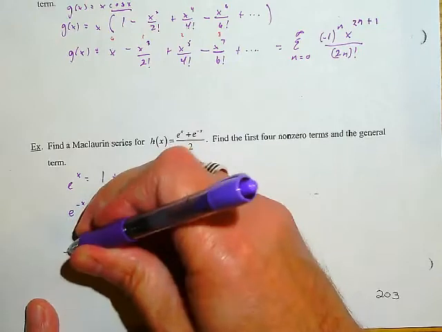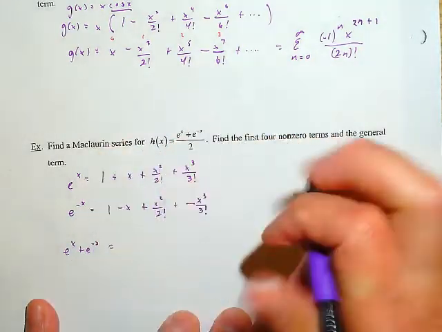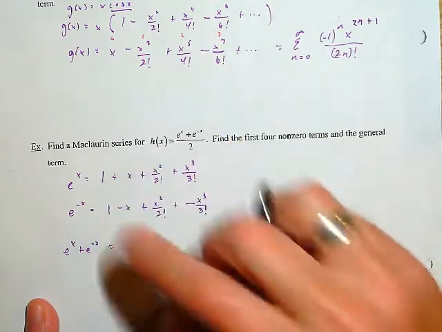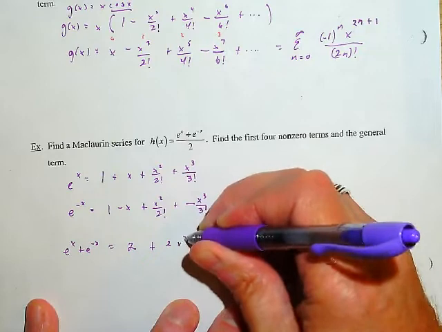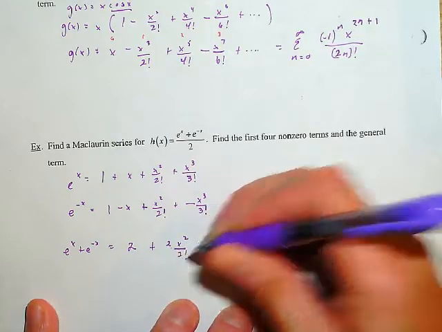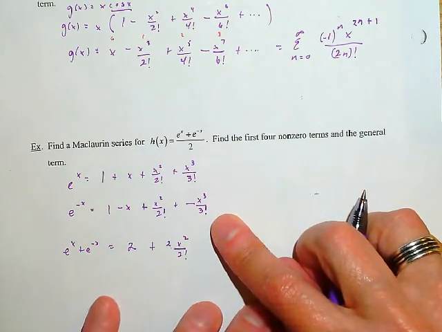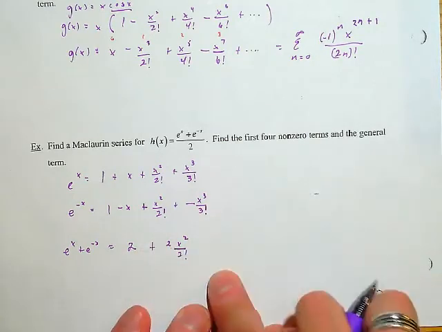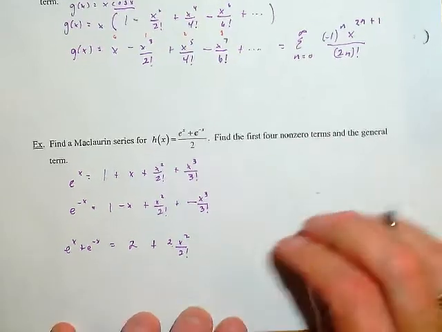Okay, so then I could say e to the x plus e to the negative x. Well, combine like terms. 1 plus 1 is 2. x minus x, zero, plus 2 x squared over 2 factorial. Can you see what's happening here? So I need to get another term, don't I? Because I've only got 2. So maybe the even powers are going to be what survive.